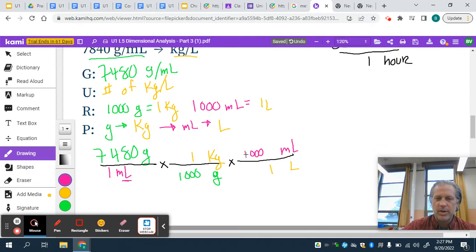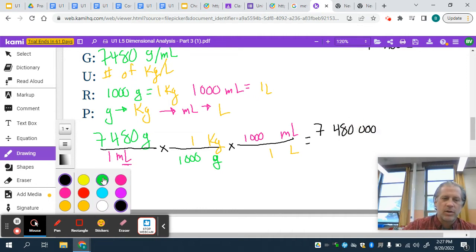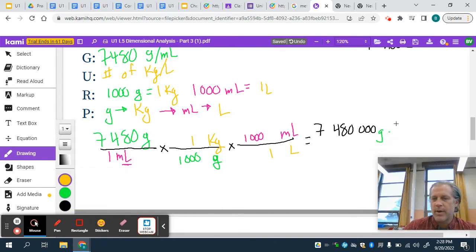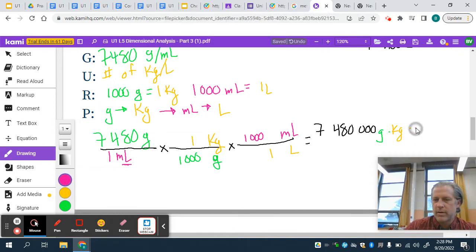Now we're going to scroll up a little bit here, and we're going to do some math. So we're going to multiply straight across the top. We get 7,480 times 1 times 1,000, and that really ends up being 7,480,000. And my unit here is going to be grams, kilogram, and milliliter.